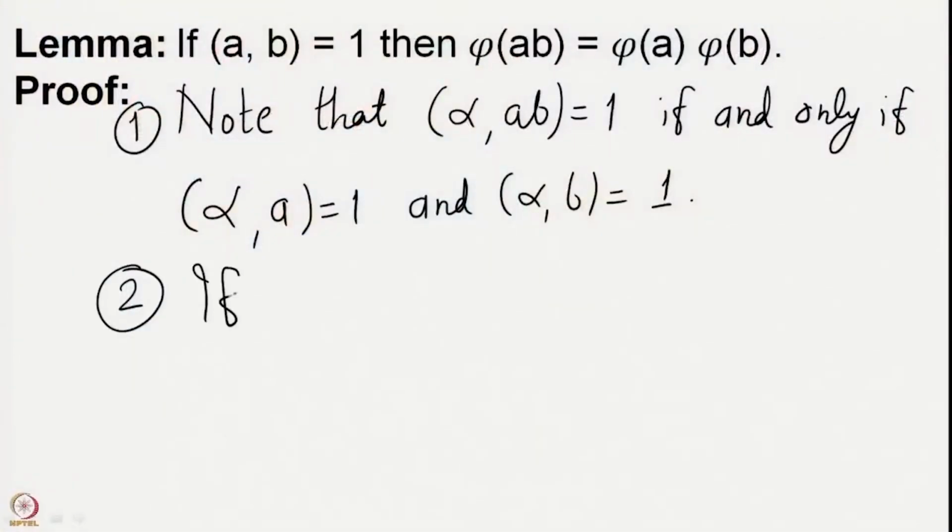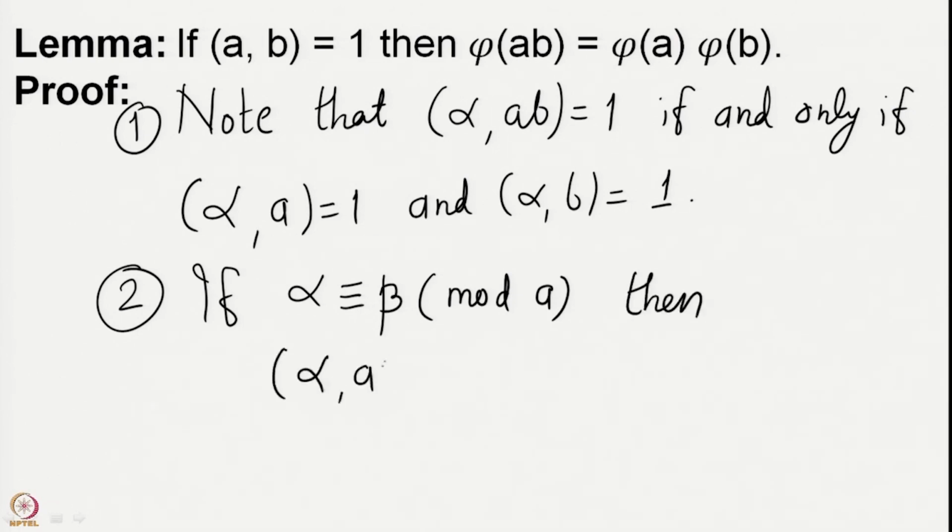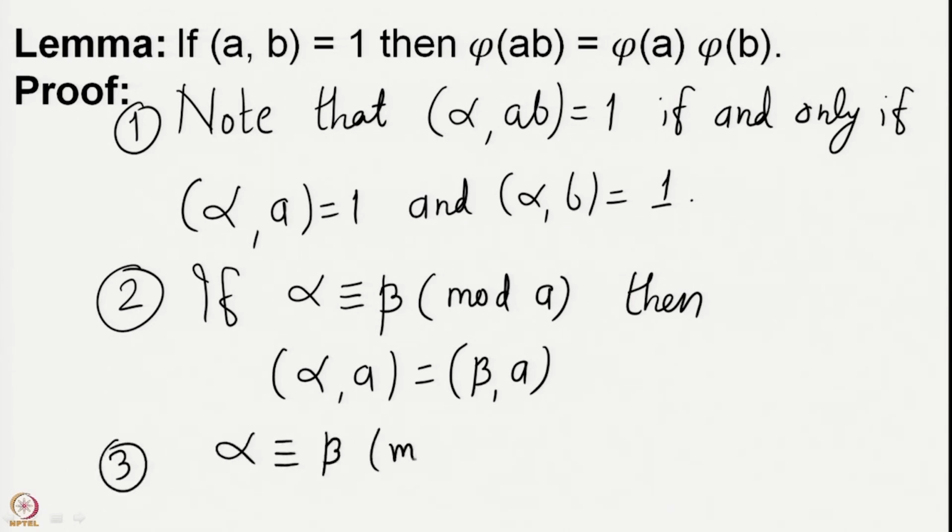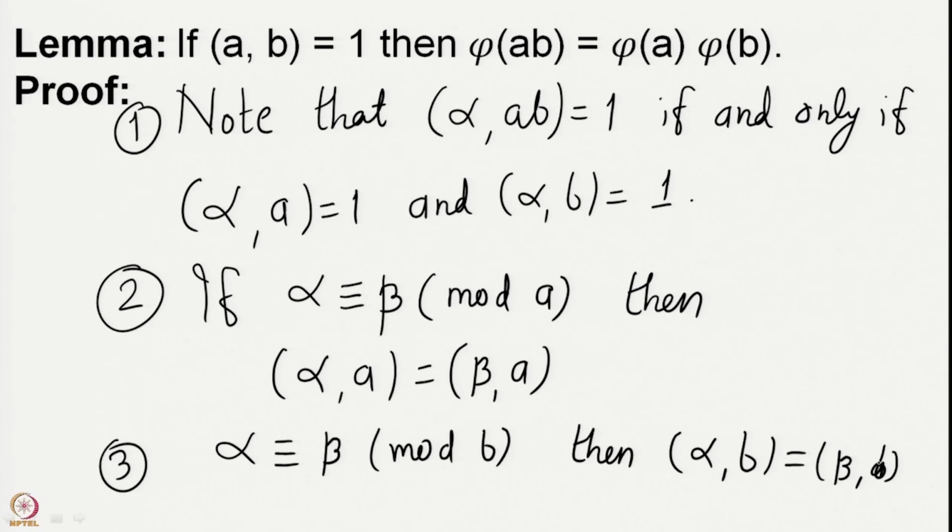Second property that we observe is the following: if you have alpha congruent to beta modulo the number A, then the GCD of (alpha, A) is equal to the GCD of (beta, A). And similarly, when you have alpha congruent to beta modulo B, then the GCD of (alpha, B) is equal to the GCD of (beta, B).